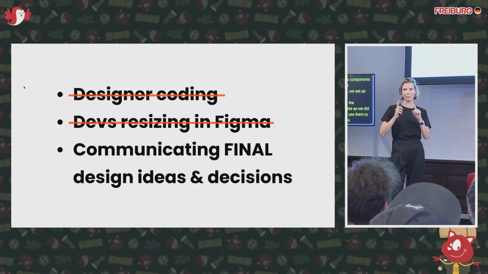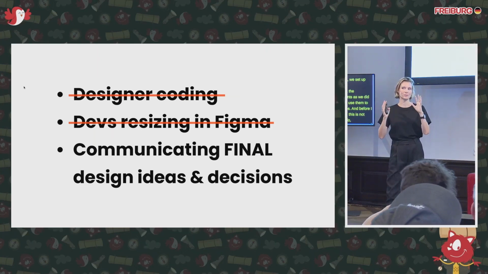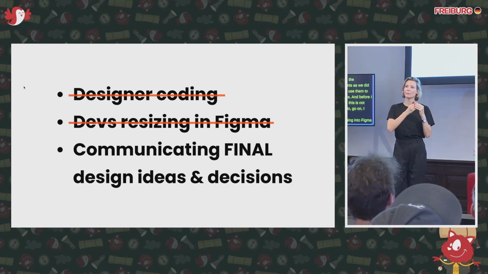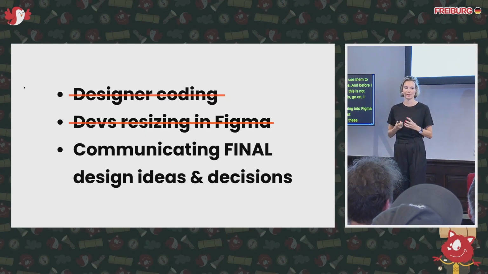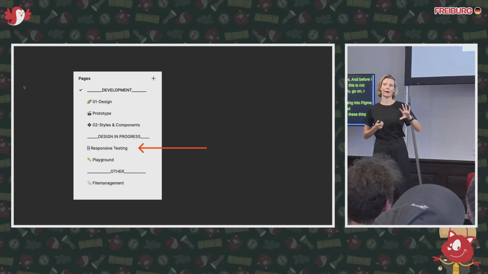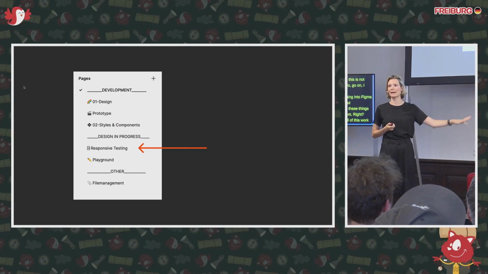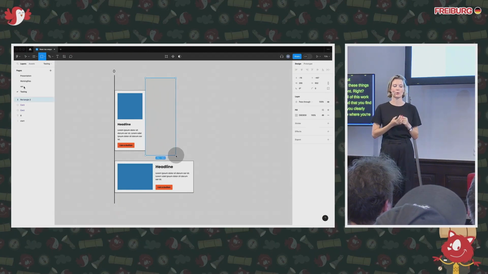And before I move on, I want to make very clear that this is not about designers coding. But if you do, go on, I love it. But it's not about developers coming into Figma resizing components. It's really about communicating a final, well, as final as these things get, design idea and decision between design and development, right? So that's why I really like to do all of this work in the background, and I recommend that you find some space in your Figma file that you clearly label as your playground file, where you're finding this magic sweet spot of your components.